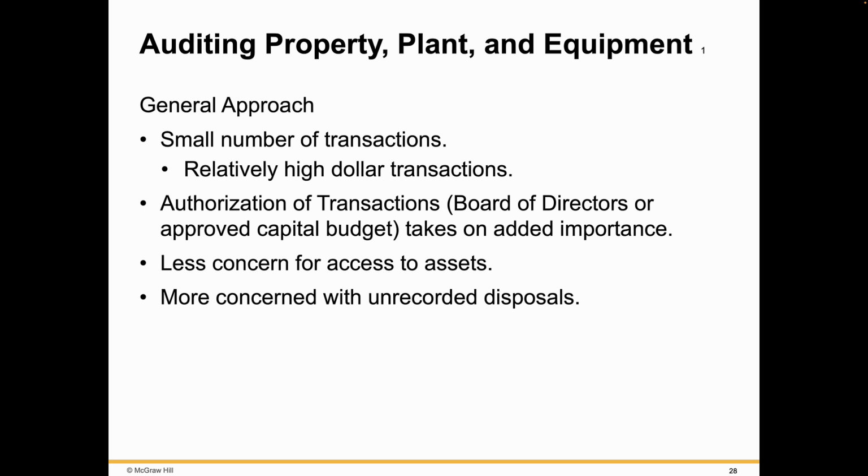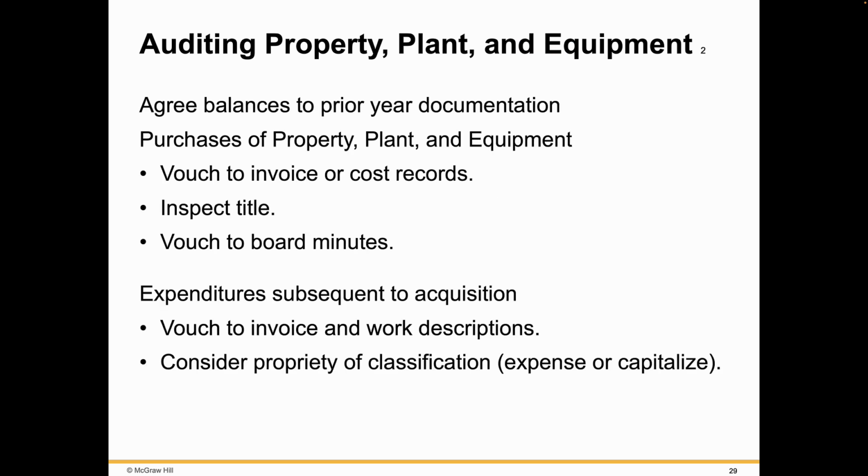Then when we're auditing PP&E, right, property, plant, and equipment, we're looking at a general approach, right? We're looking for maybe small numbers of transactions, some high dollar amounts, or that the authorizations of those transactions was actually given. And we're not as concerned for the access to the assets, but we're mostly concerned that we don't have any unrecorded disposals. And then what we're going to do with PP&E is take those balances and agree them to the prior year documentation. We're going to look at those purchases, vouch them to the invoices, inspect the title, and make sure that we vouch those to the board minutes.